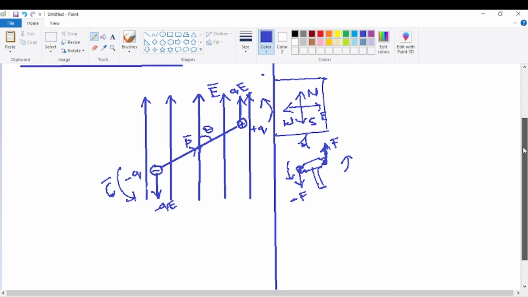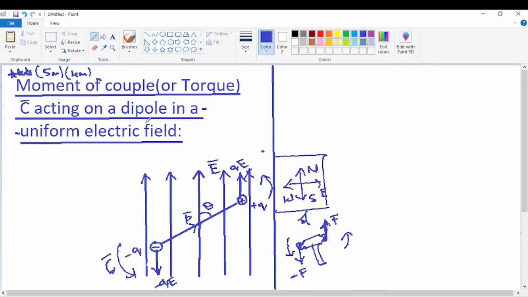Just look at the derivation side heading. See here, moment of couple or torque C acting on a dipole in a uniform electric field. So in the uniform electric field, when the dipole moment, or the length of the electric dipole, is making an angle theta with the electric field, how much moment of couple is acting, that is what is required. If we derive that, we already got the direction here. The direction in this particular diagram is anti-clockwise.